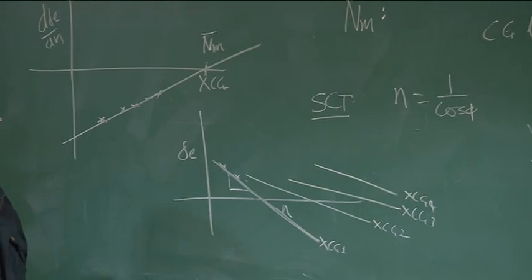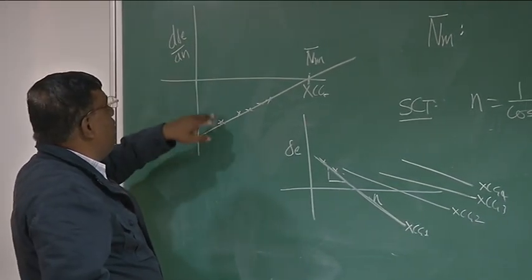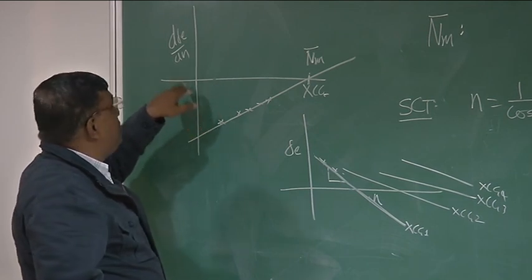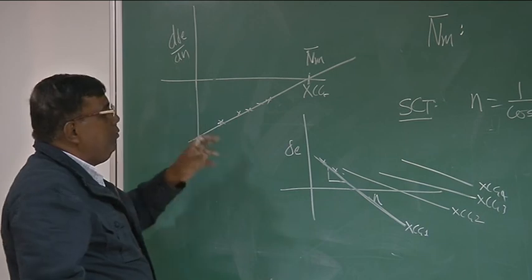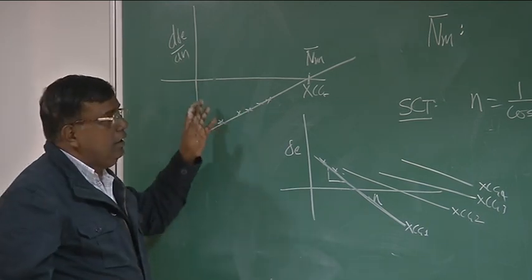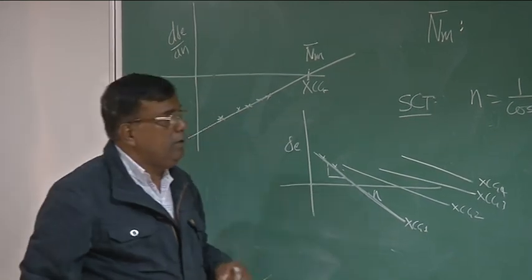Is this clear? You could yourself check why d delta E by dn for a given xCG location should be negative. See the expression of d delta E by dn and put the appropriate sign of the derivatives, you will find the answer. Okay? And I'm sure you will be able to do it. I may ask such questions in your assignments.